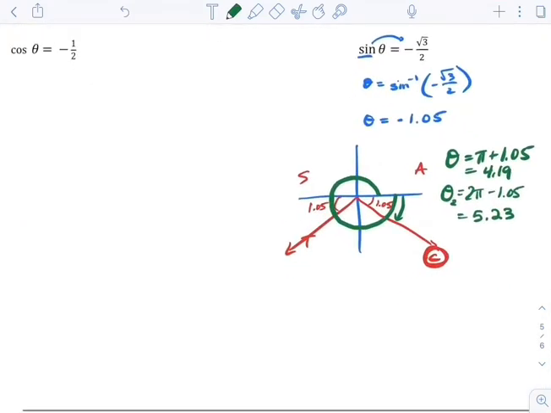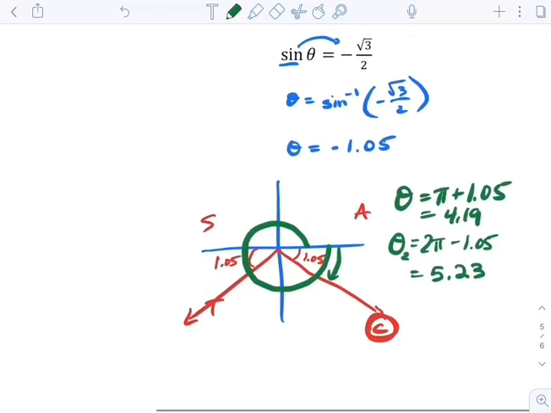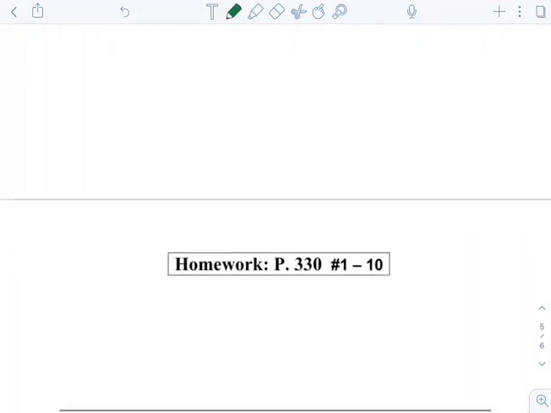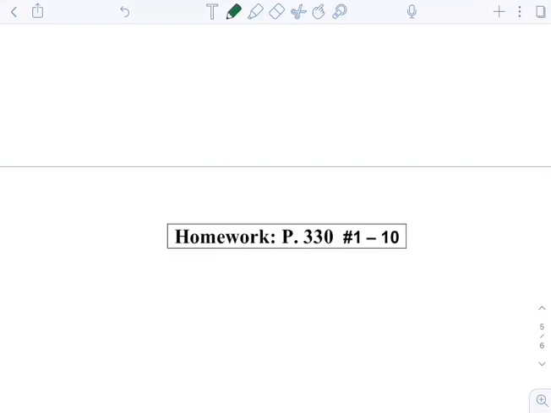And those are our angles that you can come up with. So either way is fine, but we get our answers that way. So that's this section. There's some questions down at the bottom that you can try in your textbook here.